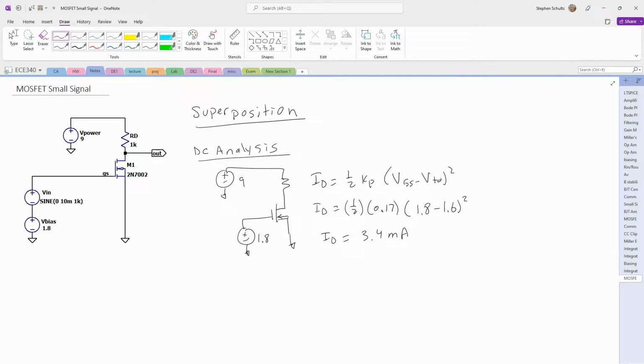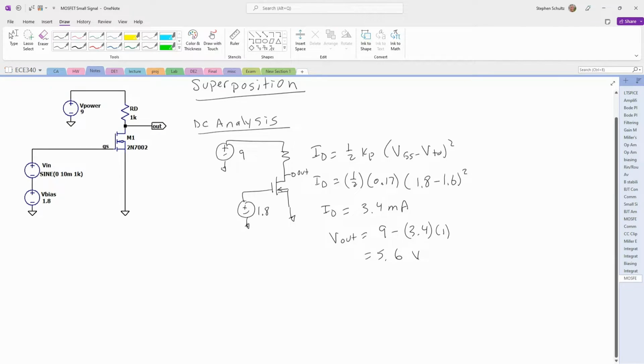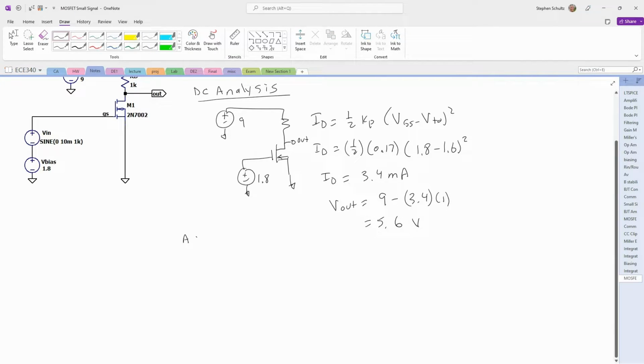And then if I wanted to, I can solve for my V out right here. My V out is equal to 9 minus 3.4 milliamps times 1 kiloohm. So we do all that, and that comes out to 5.6 volts. Okay, so now we're going to do our AC analysis.